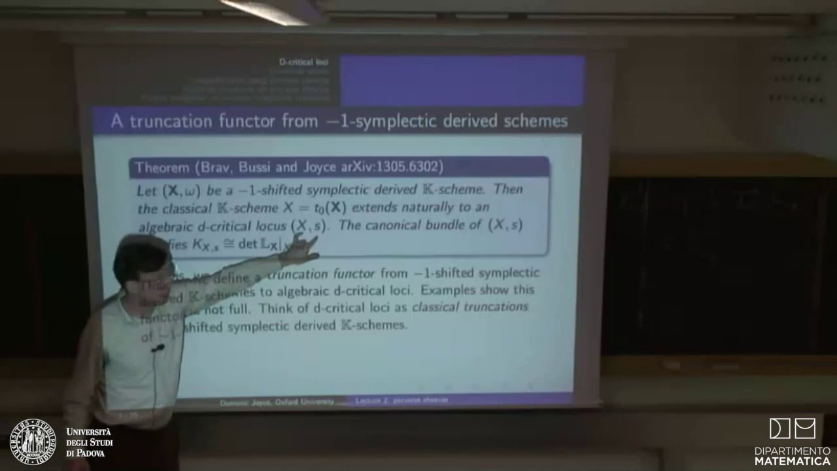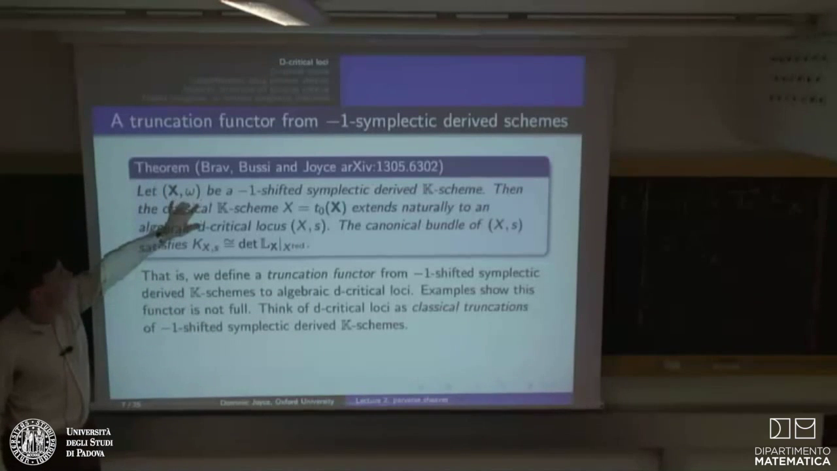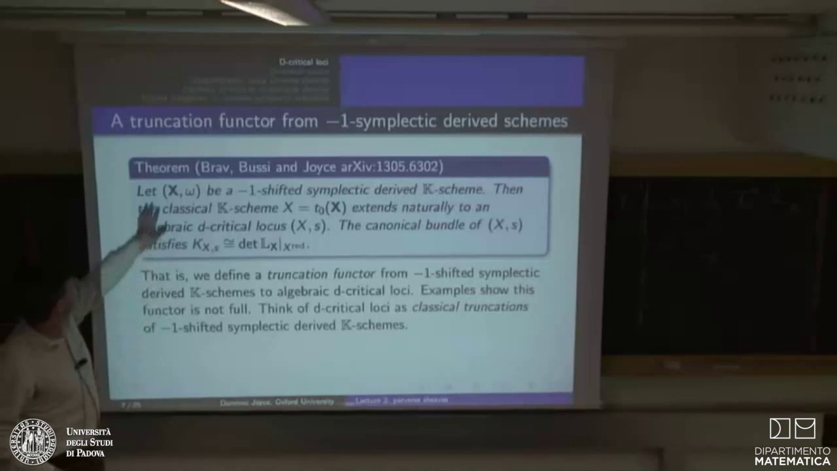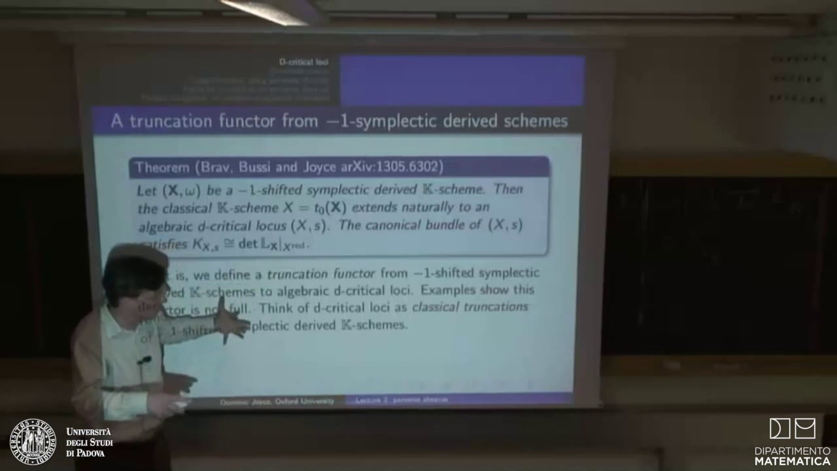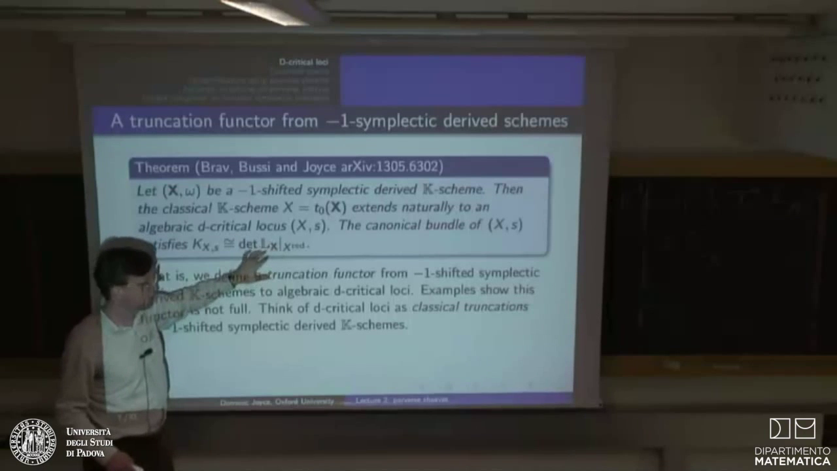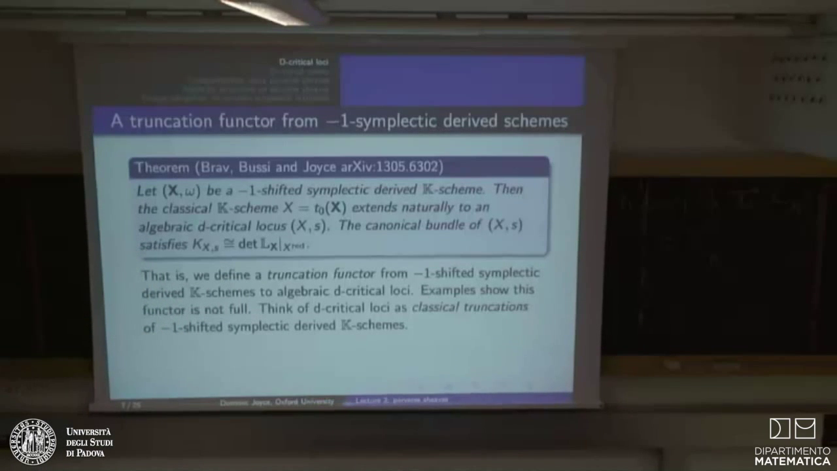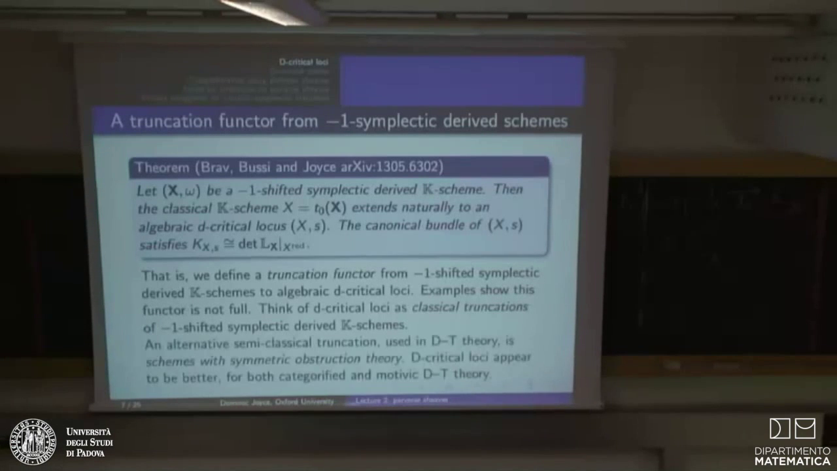So you could think about d-critical loci as being equivalent to what you get if you thought about minus one shifted symplectic derived schemes with their open sets as forming a pre-sheaf and then sheafified. Okay, the information which is forgotten by this truncation functor is the strictly non-local information. So, for example, the cotangent complex of this, it's a complex, it's not a sheaf. You can get complexes which are globally non-zero, but zero when you restrict to any open set, or that kind of thing. Or morphisms of complexes can do that. So it's only the slightly weird non-local information which is forgotten. And we think about d-critical loci as classical truncations of these minus one shifted symplectic schemes.